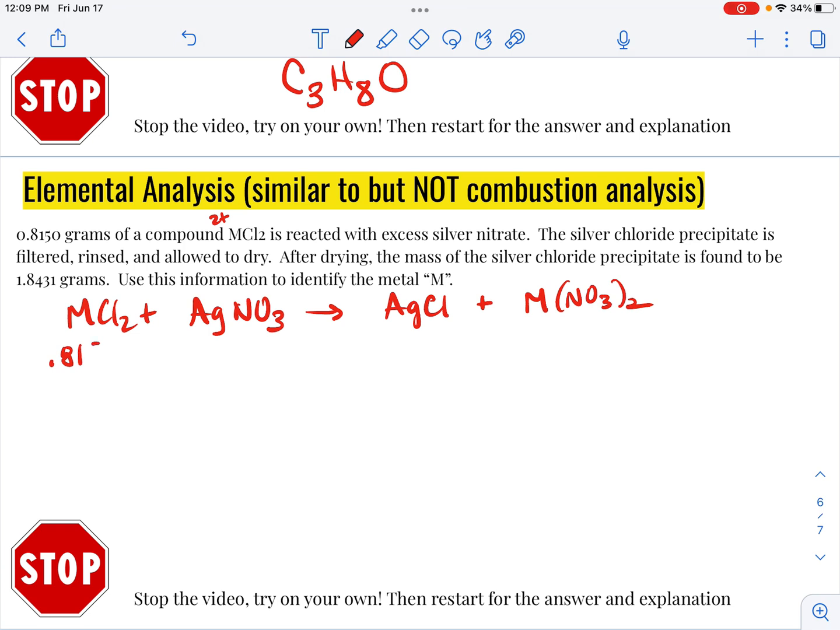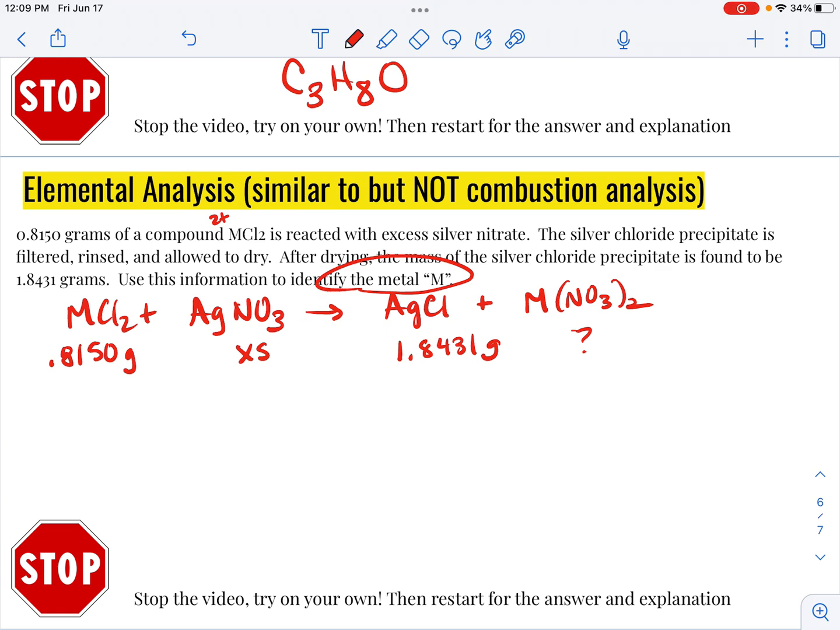to look that we had 0.8150 grams of MCl2 to start with. We had excess silver nitrate, and we formed 1.8431 grams of silver chloride. They never mention the other compound because it's still dissolved. Okay, so we dry this, we do all this, and now they want to know the identity of metal M.